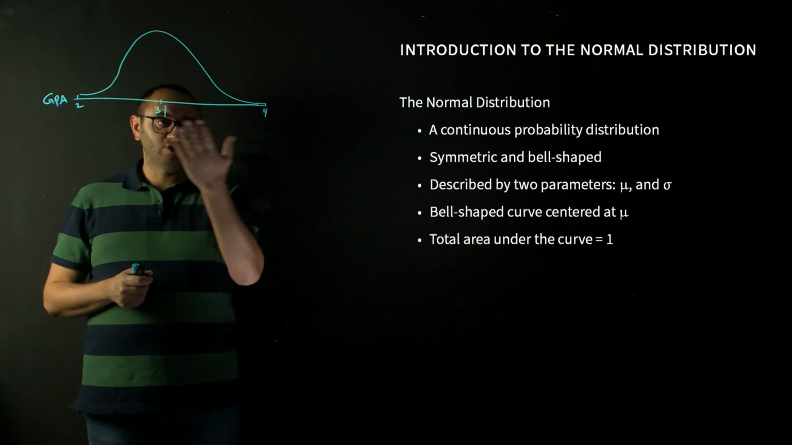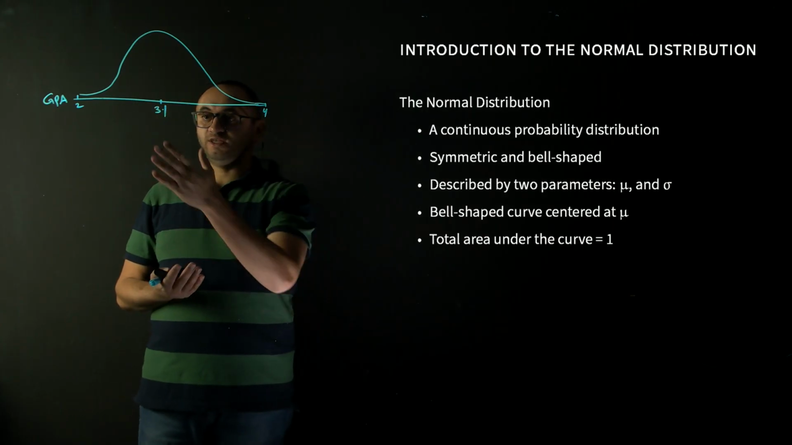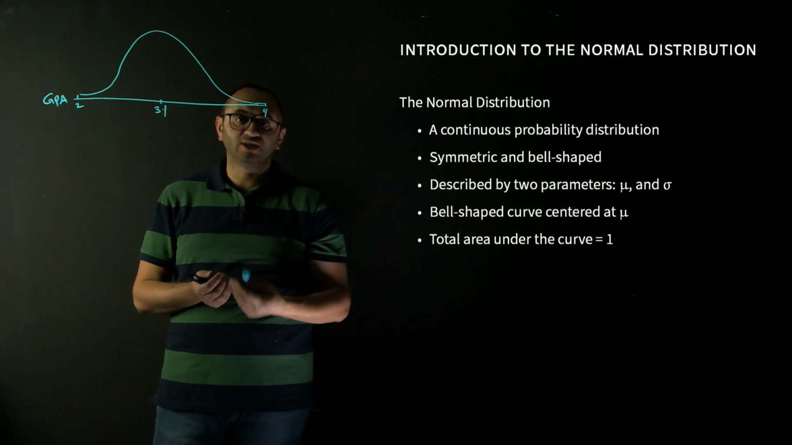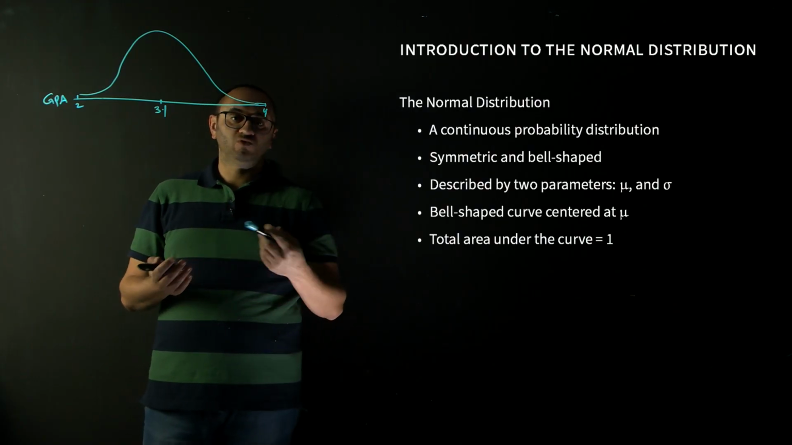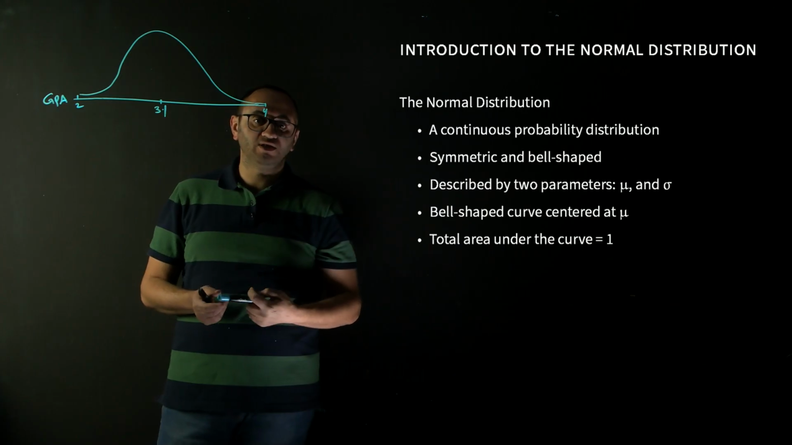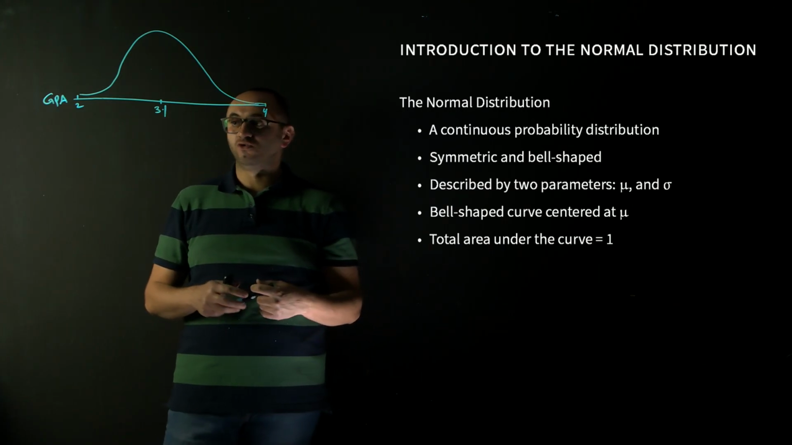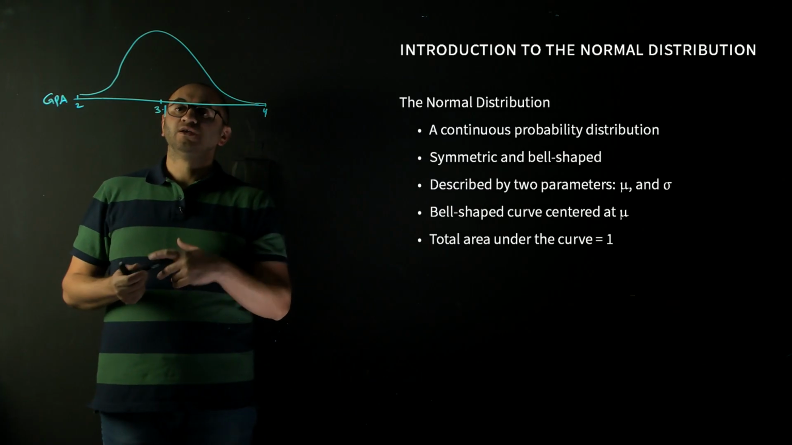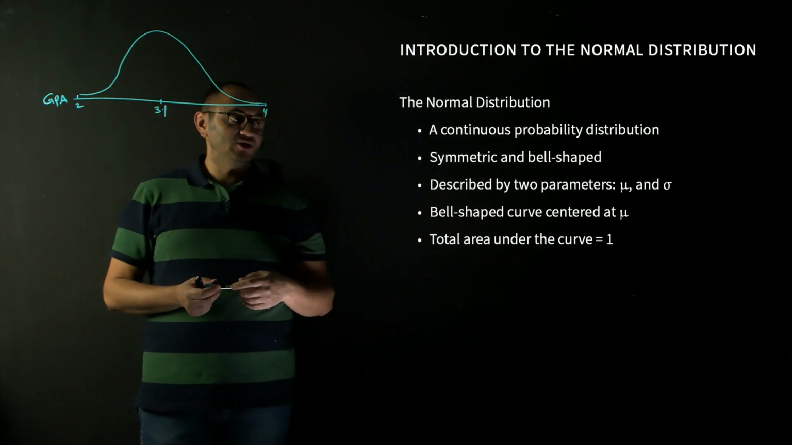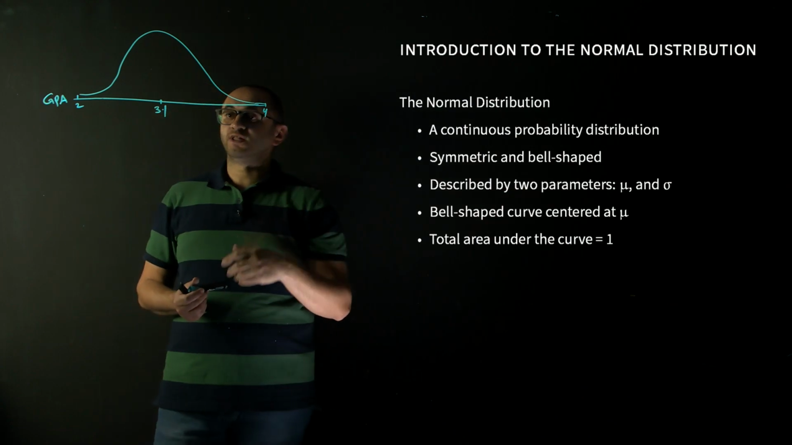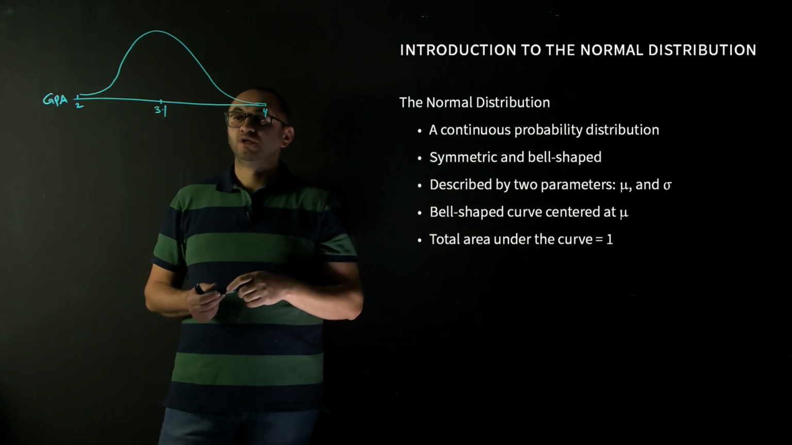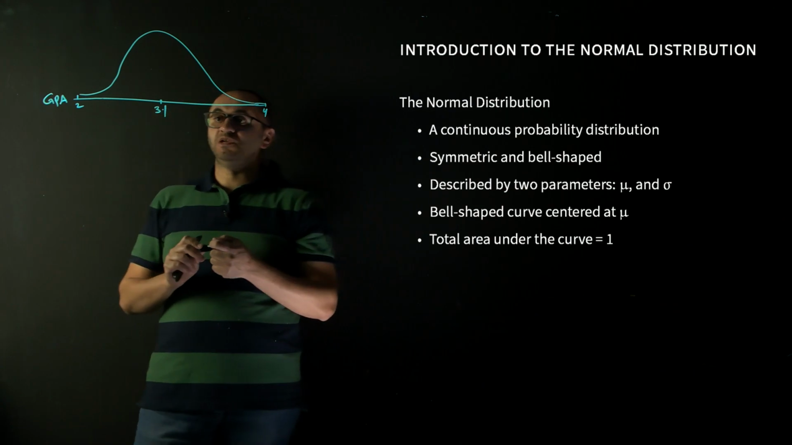It's a continuous distribution because on the x-axis, we don't have just integers. It's not discrete, like GPA. Your GPA could be 3.17 or 3.94 or 2.89, right? So this is a continuous distribution. And the shape looks like a bell shape, and it's symmetric about the mean.